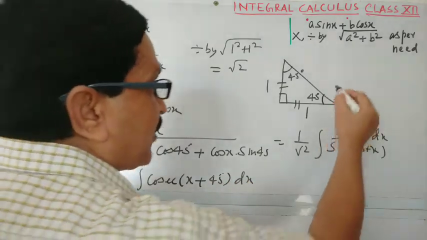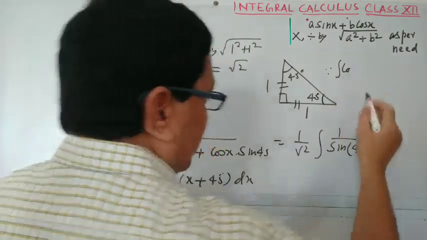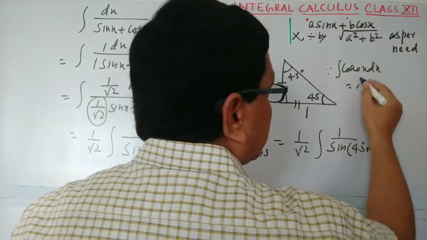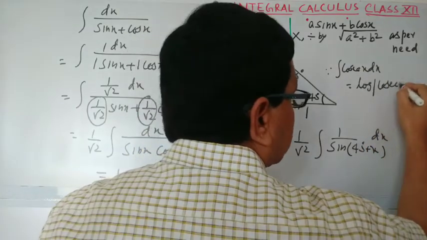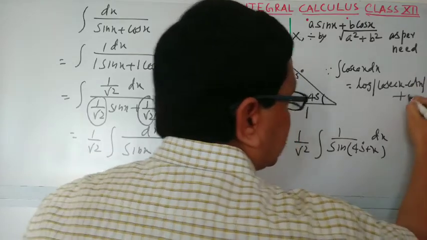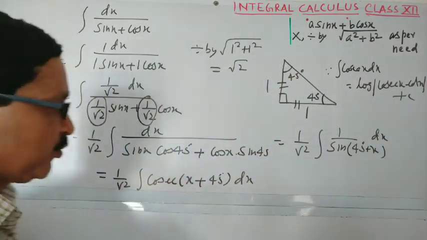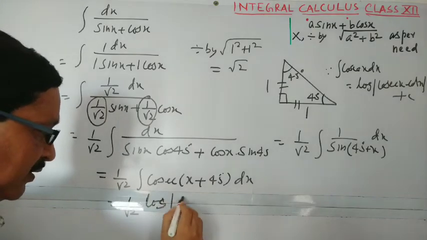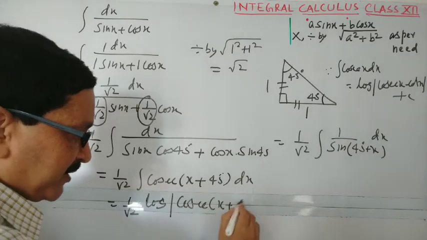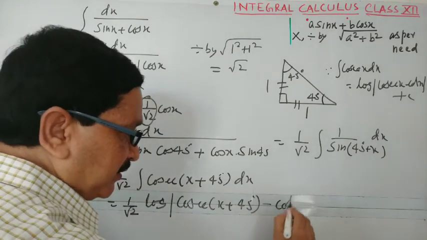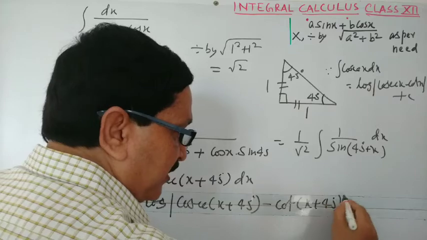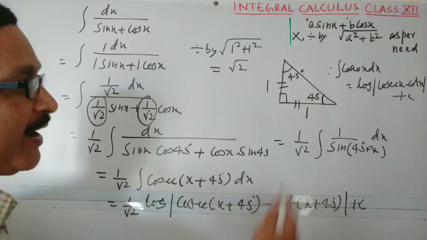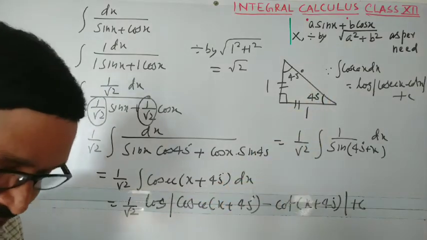And just remember the formula of integration of cosec x dx. Cosec x dx is equal to log cosec x minus cot x plus c. You know this formula, so use the formula. This is 1 by root 2 log cosec x plus 45 minus cot x plus 45 plus constant alpha. No need to write what is the alpha. Alpha is already clear from the above triangle.